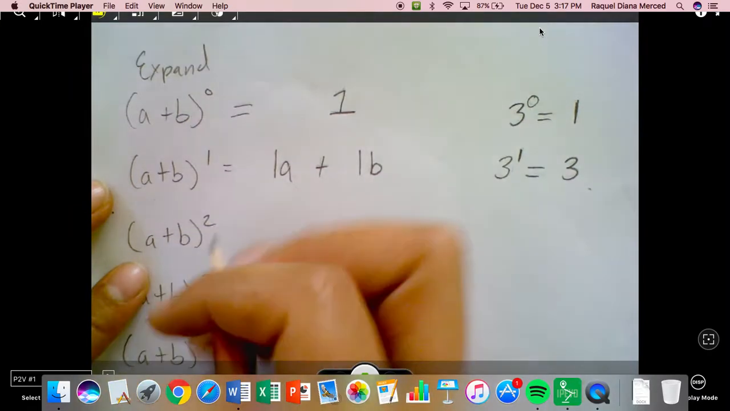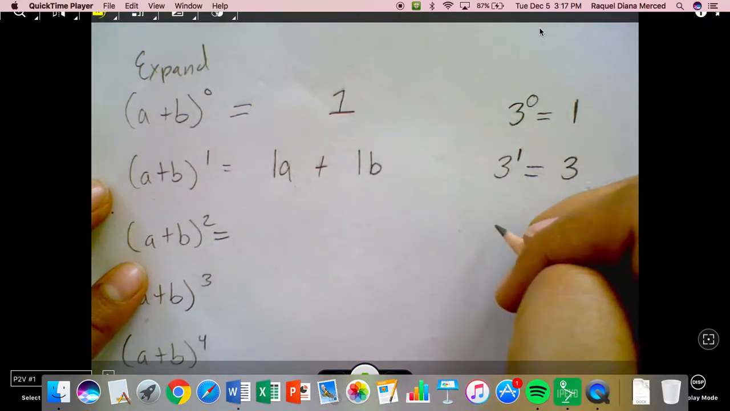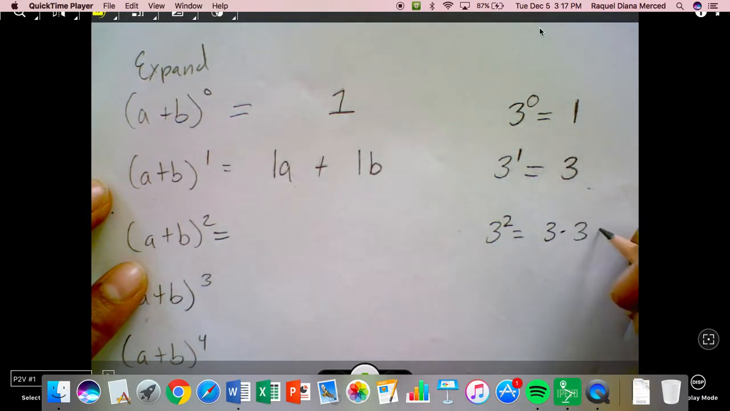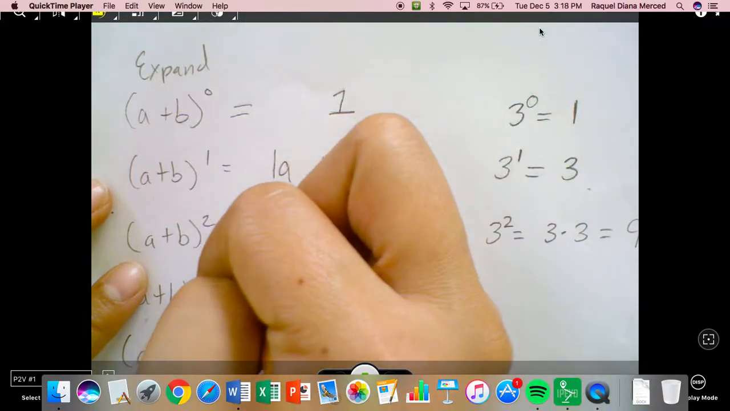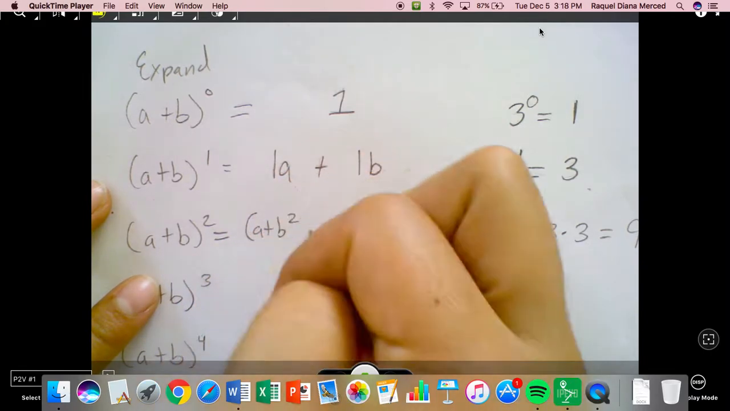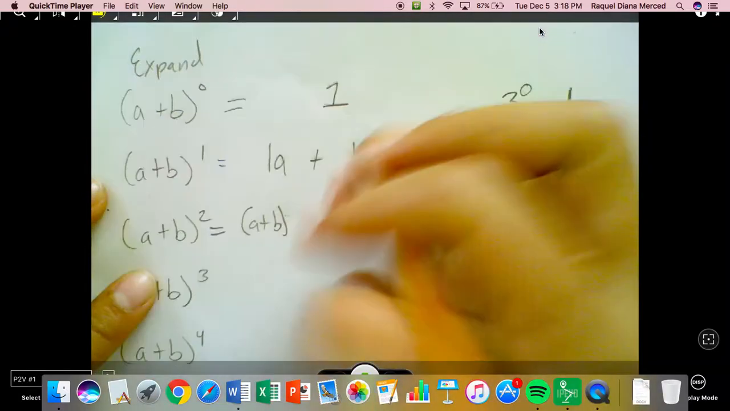Then here, a plus b squared. Again, if I go back to the 3, 3 squared is like saying 3 times 3, which is 9. Here I'm doing the same idea. I'm doing a plus b squared, a plus b times a plus b.